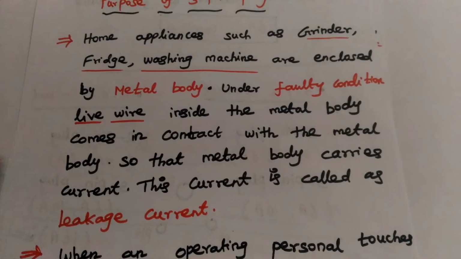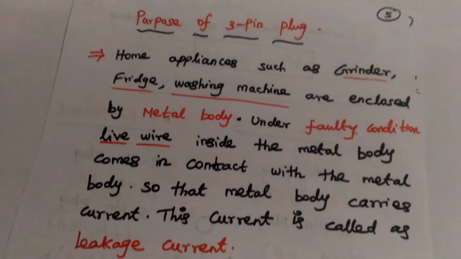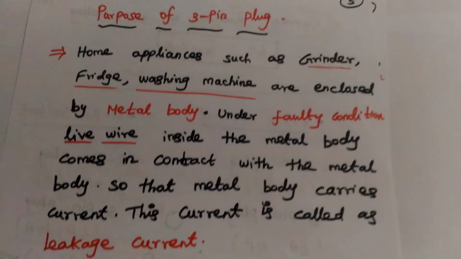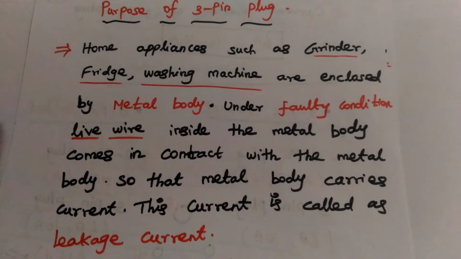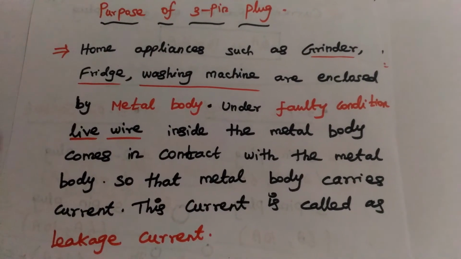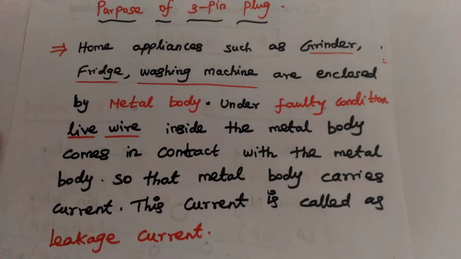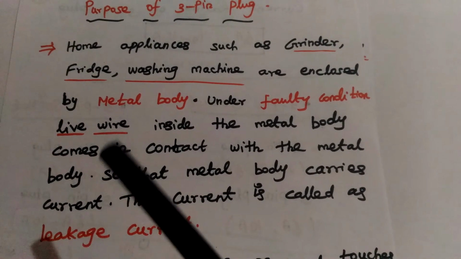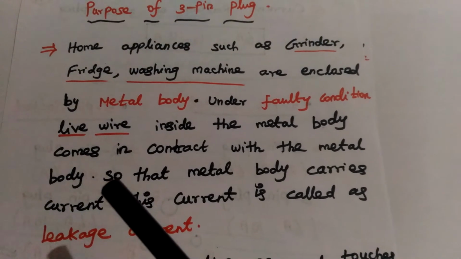Under normal operating conditions there is no leakage current from the appliances. Suppose any failure or fault occurs inside the equipment, what will happen? The phase wire or live wire inside the metal body comes in contact with the outer body, that is the metal body.